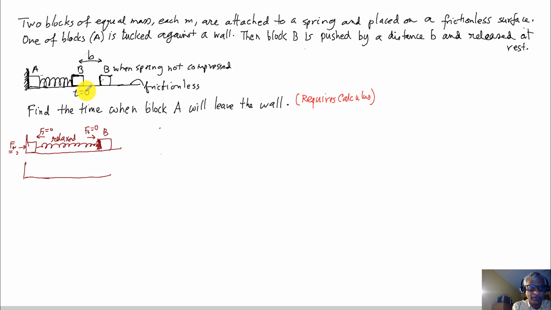Now let's draw this picture, and this is t equals 0 minus, just before release. So the spring has been compressed, and now there is this force. The acceleration here is 0, which means there is a spring force this way and a normal force that way, and these are balancing.